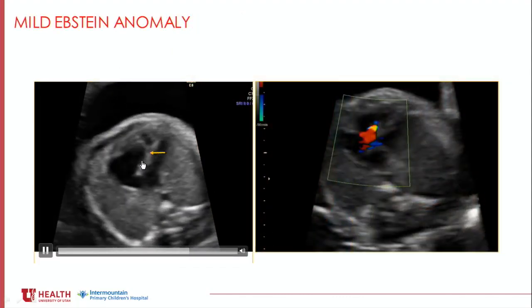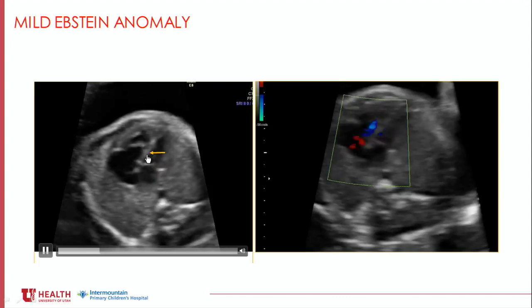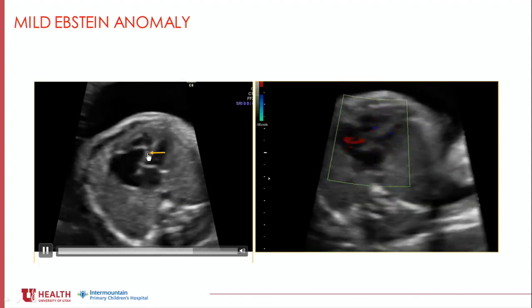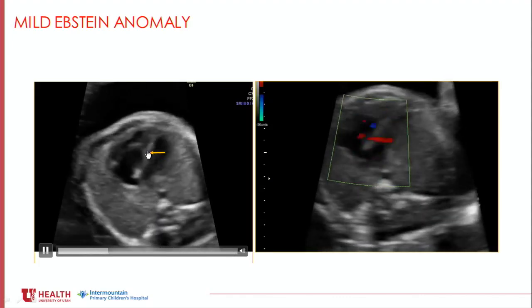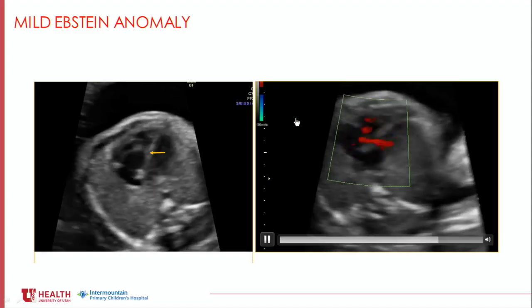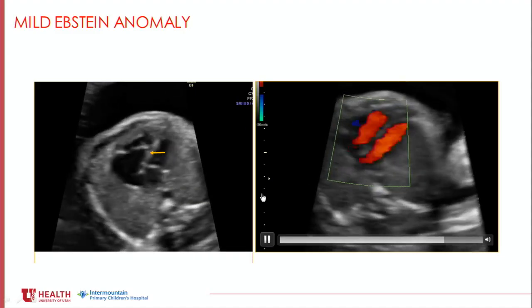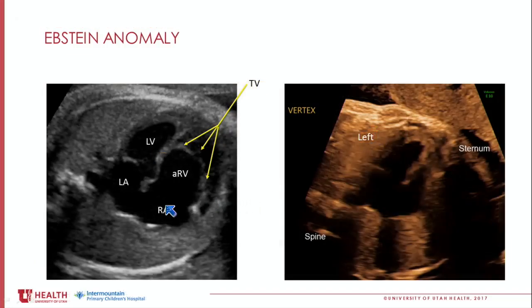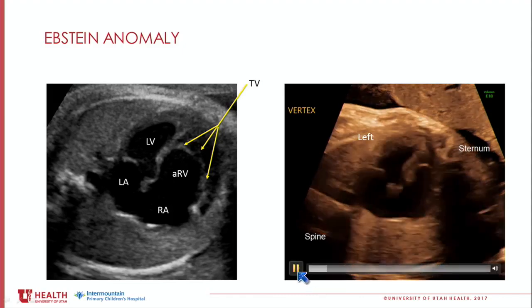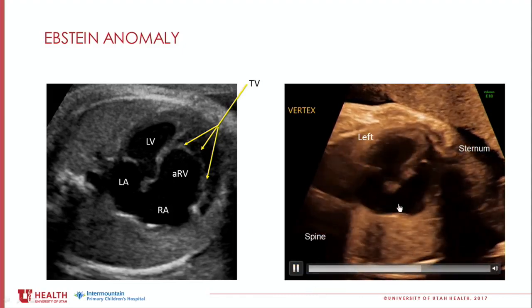So here's a first one. This one's kind of mild. You have some displacement from the annulus here down to about where the arrow is, and then you see some mild plus tricuspid regurgitation there. This one's a little bit more severe. So there's multiple attachments here swinging all the way down, and then you have displacement along the septum down towards the apex.